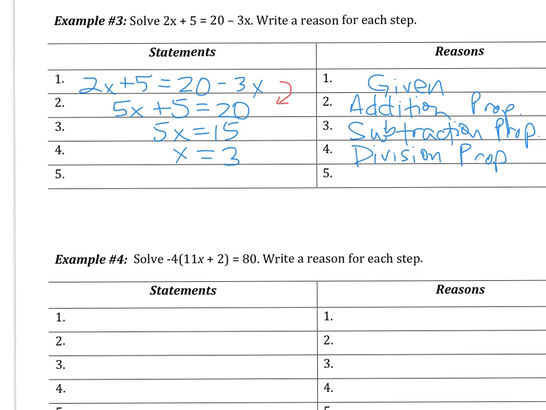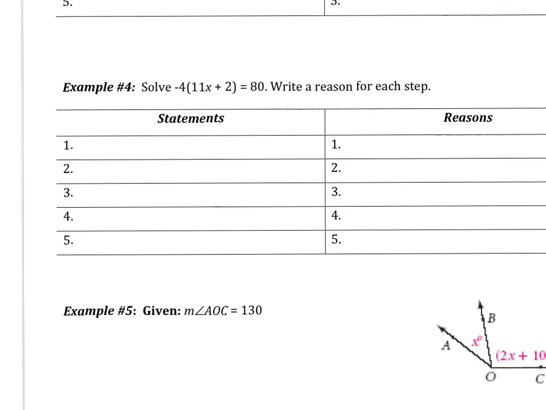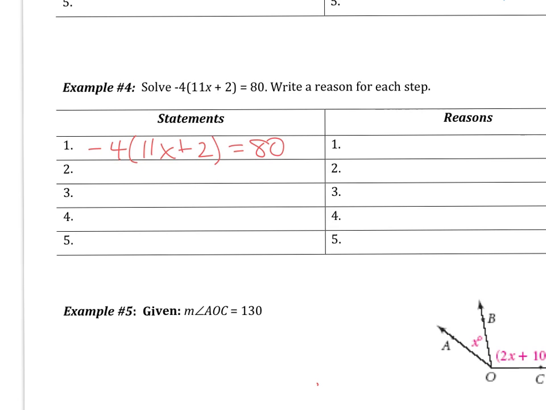All right, let's do another one, and we'll kind of do it together. On this one, I always write down what they give us. So I'm going to do -4, parentheses, 11x plus 2 equals 80. And I'm going to say given, because they gave it to us. All right? Ideas. Let's start hearing from other people.